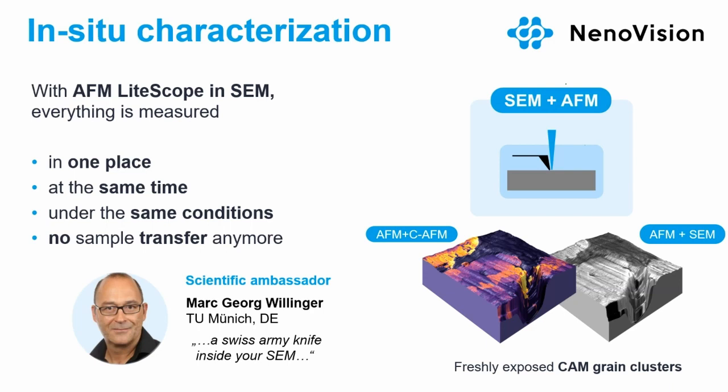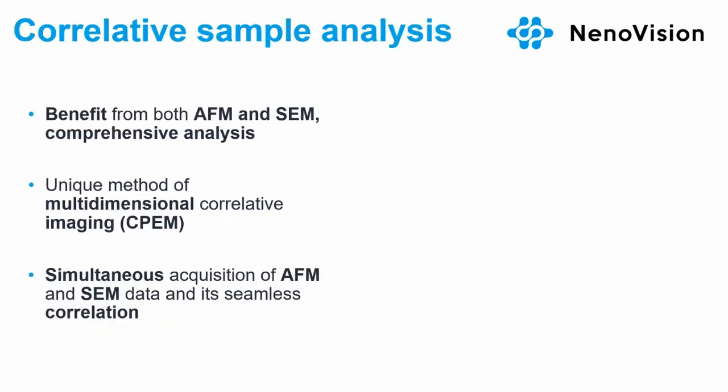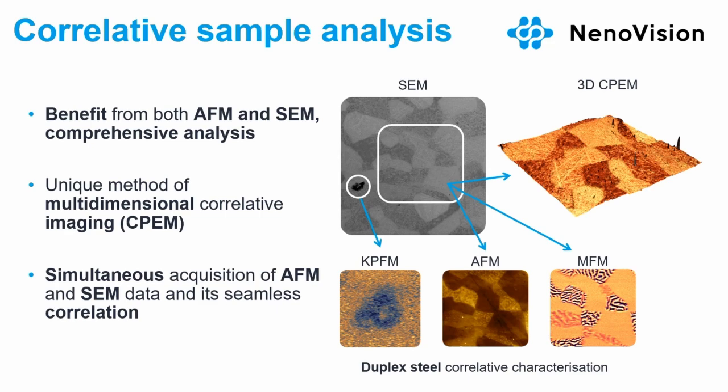And once you imply the in-situ characterization, you can perform such an analysis on the cross-section of the conductivity. The second highlight, as I mentioned, was a correlative sample analysis. So simply, you can perform the comprehensive analysis of the properties by AFM and SEM. You can utilize our CPAM technology, which enables you to simultaneously acquire AFM and SEM data. I will talk about it also later on. And then we can show you such an example.